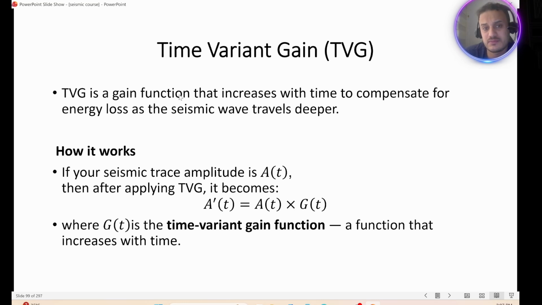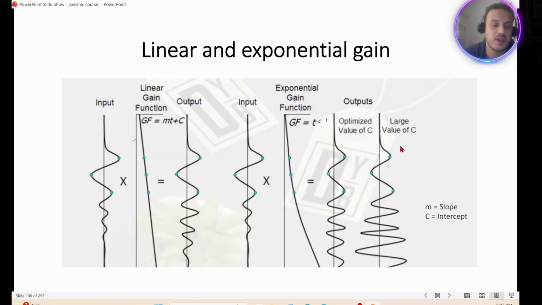We have time variant gain. This is also a type of gain function that increases with time to compensate for energy loss as the seismic wave travels deeper. Also we have the equation: this is the initial amplitude divided by the time variant gain function. So we have the input, and when we apply the linear gain, we have the gain function. This is mt plus c, m multiplied by the time plus c, where m is the slope and c is the intercept. So we're going from this input into this output.